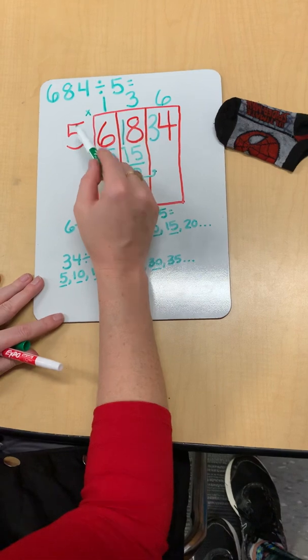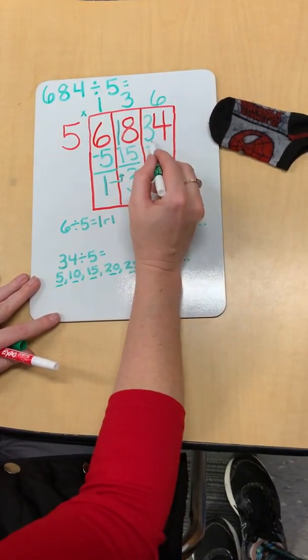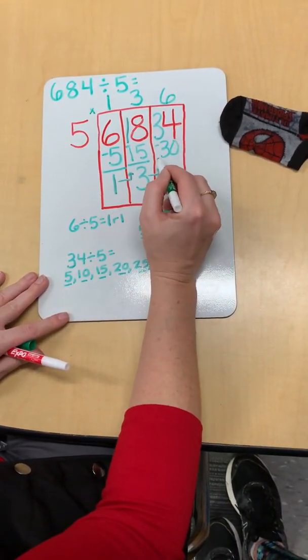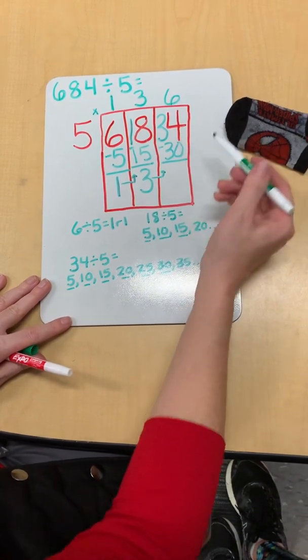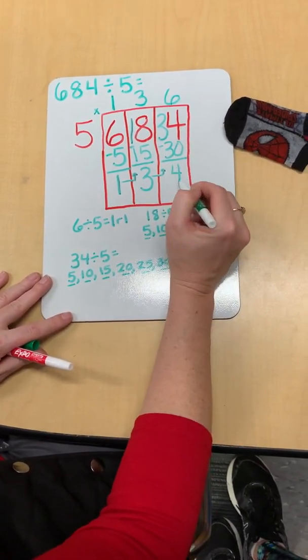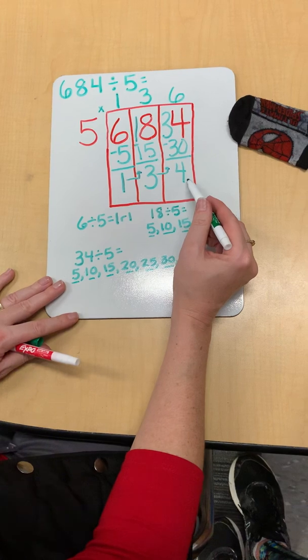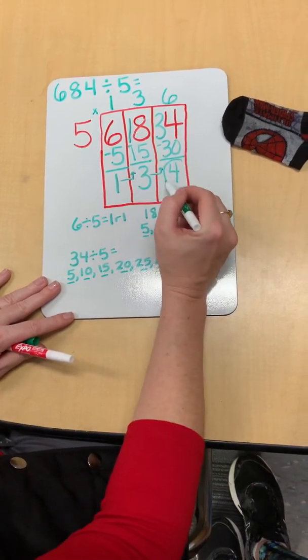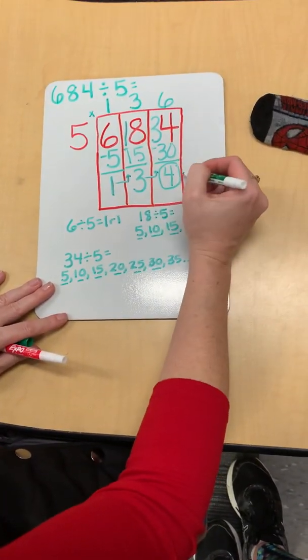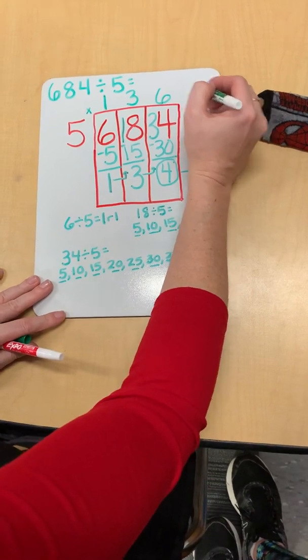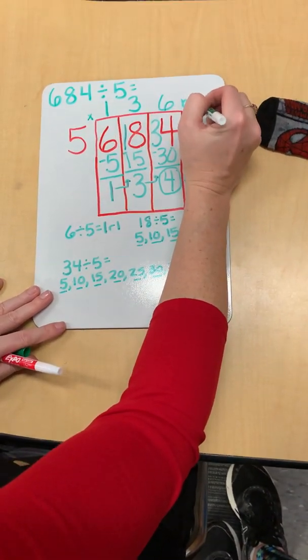6 times 5 gave me 30. So that's what I'm going to subtract. When I have 34 minus 30, I'm going to end up with 4. Since this 4 has nowhere to go because it's in the ones place, this is now what we call our remainder. So the 4 will move up here and will be a remainder of 4.